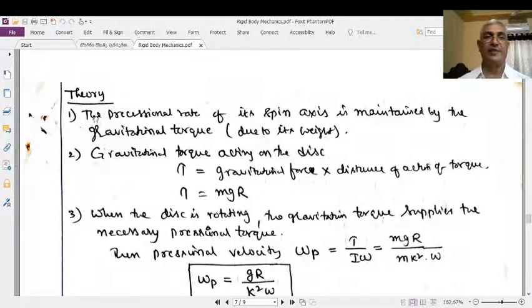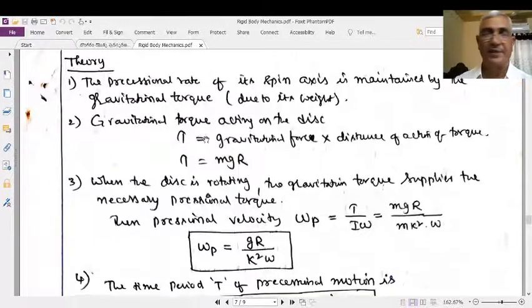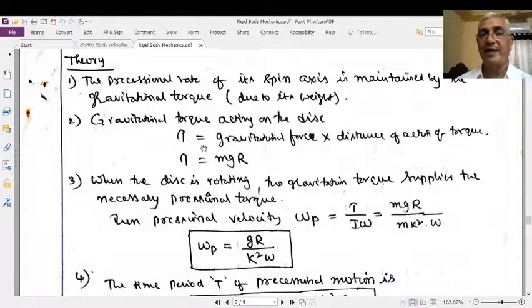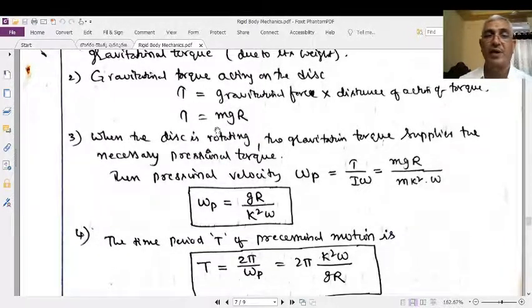We will see all these things now, by means of theory also, and we will determine the precessional velocity. The precessional rate of the spin axis is maintained by the gravitational torque. Actually, the precession is due to the gravitational torque. What is the gravitational torque acting on the disc? Torque is equal to gravitational force into perpendicular distance. Gravitational force is mg, and the perpendicular distance is R. M is the mass of the disc, and R is the radius of the earth, because the distance between the gyroscope and the center of the earth is nearly equal to the radius of the earth. That's why mgR is the gravitational torque acting on the gyroscope.